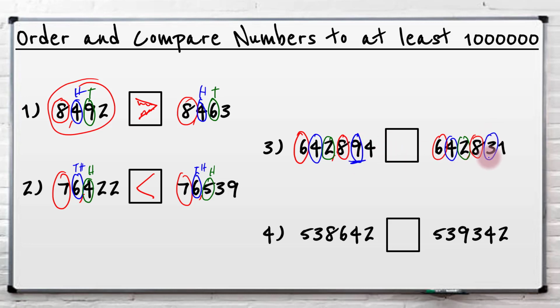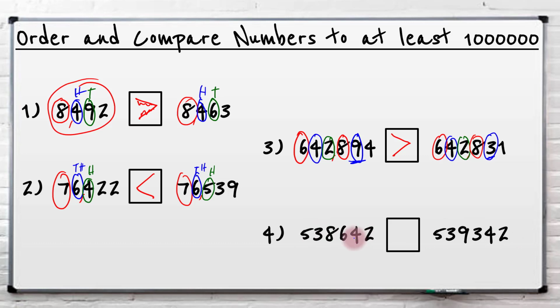9 tens is worth more than 3 tens, so I find my answer. So 642,894 is more than 642,831. Now, last example. Now we need to make sure that they're the same length.